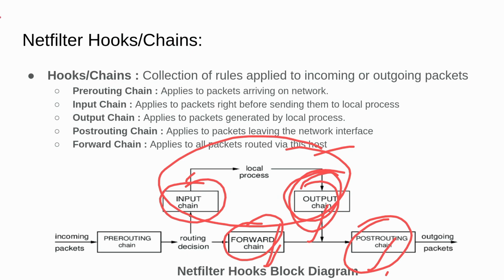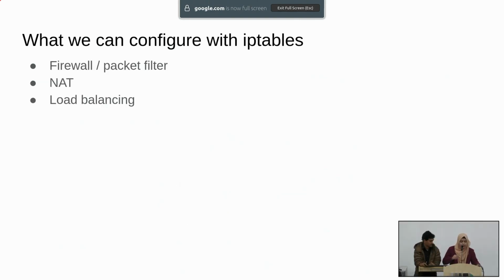Coming on to the next slide. These were the functionalities which we were talking about. Netfilter uses the iptables tool to configure all these network functions. So first we'll be configuring a firewall, next a network address translator, and then finally a load balancer.